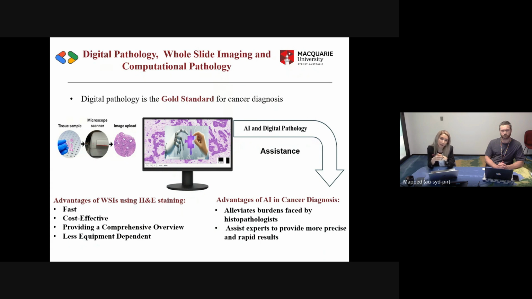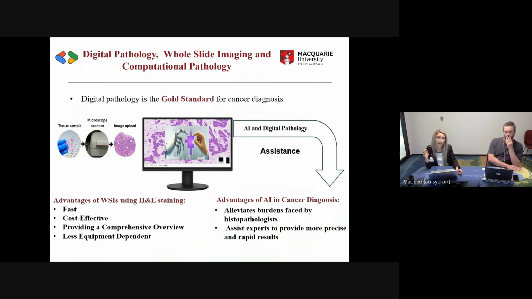On the other hand, because they don't need very equipped labs, they are not costly, they are cost effective. Also, because these digitalized images can provide a comprehensive overview of the whole slide, pathologists can zoom in, zoom out, and so they can see all the details on these digitalized images.